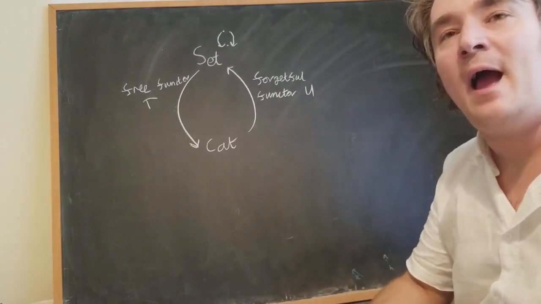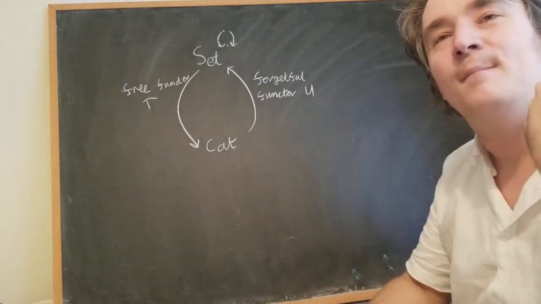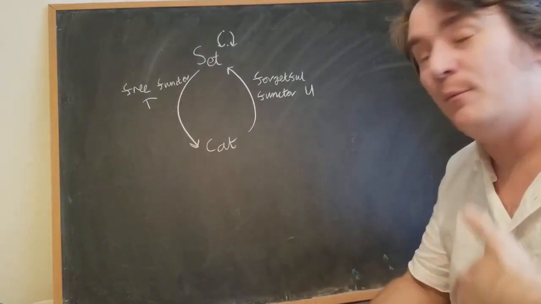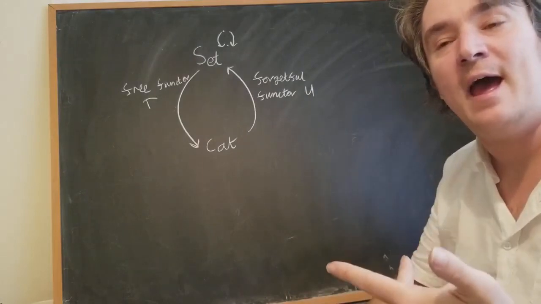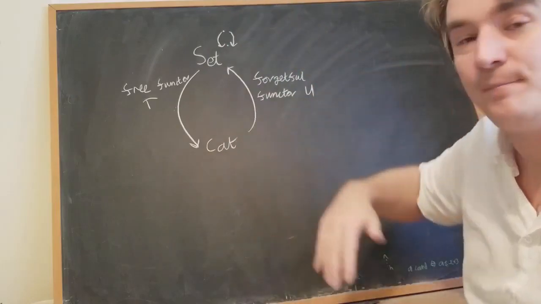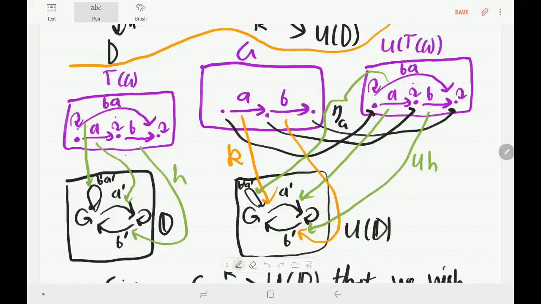Now, I have some material about this. I'm just going to talk over it on a computer screen because I already have notes on it there. So I'm just going to briefly talk about this fascinating relationship here. Okay, so I'm going to talk on my computer now about how this free functor here, which sends a graph G to a category, is the left adjoint to this forgetful functor here, which sends a category to a graph.